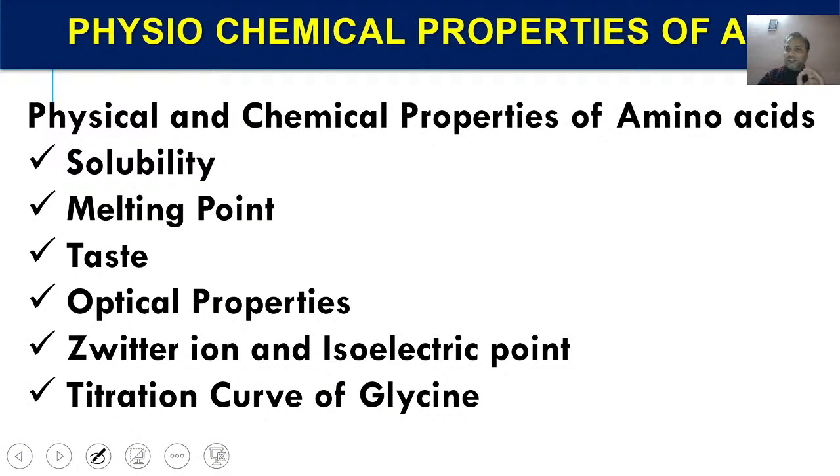First, it is the physical properties, where we will talk about the solubility, melting points, taste, what type of crystals, how it looks, their optical properties, zwitterion and isoelectric point, and titration curve. So these are the physical properties of amino acids that are common for almost all the amino acids.